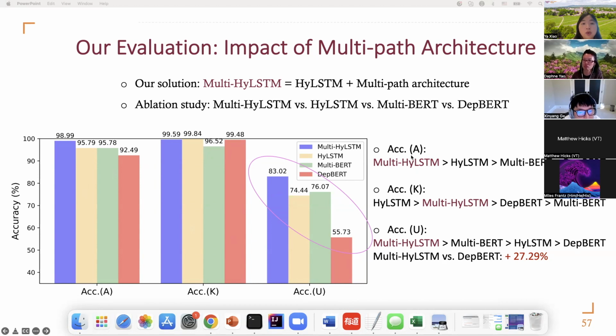We found that for the overall accuracy, our multi-high-LSTM is the best, outperforming the other three models. Interestingly, it seems our multi-path architecture has some side effect on memorizing the known cases. But we still found the high-LSTM outperforms the multi-BERT in terms of memorizing these known cases. Moreover, for the unknown cases, our multi-path architecture has a substantial improvement effect. The multi-high-LSTM, compared with the multi-BERT, results in a 27% accuracy boost on the unknown cases.